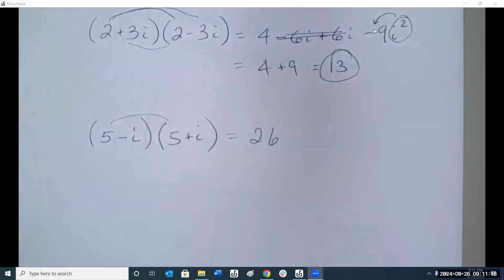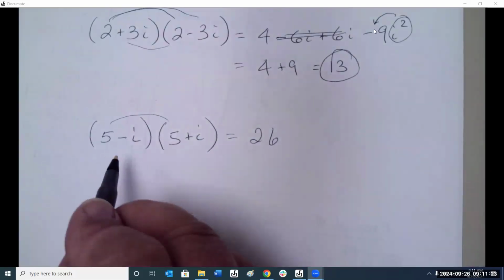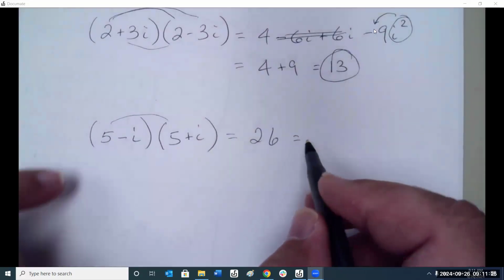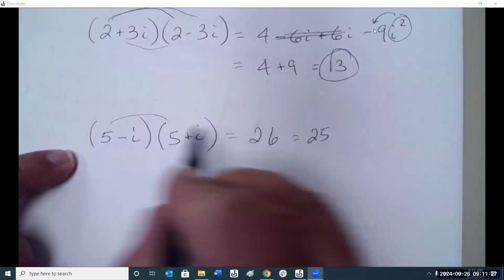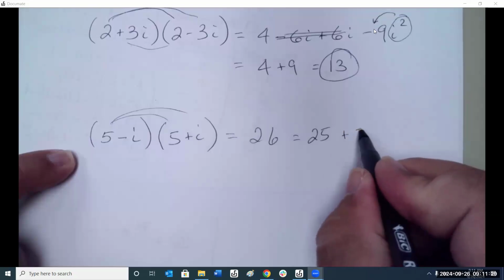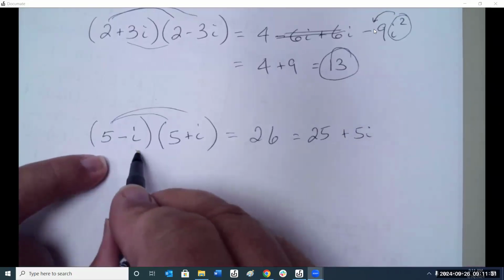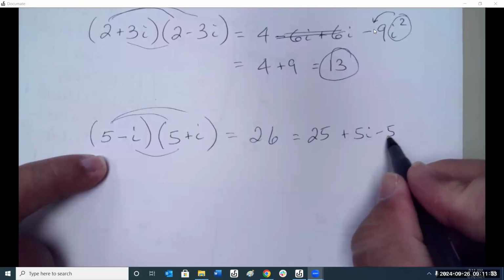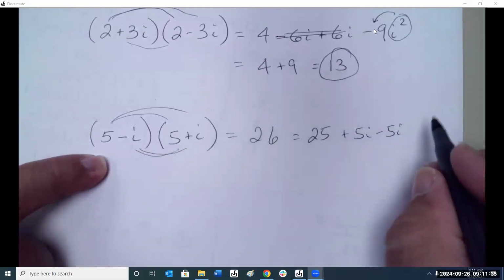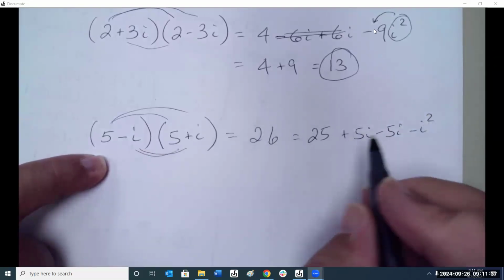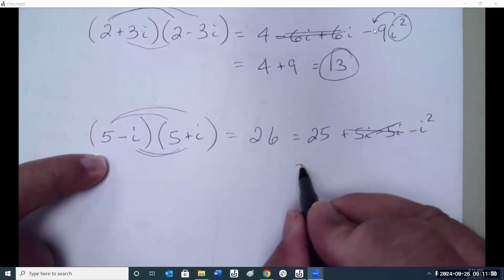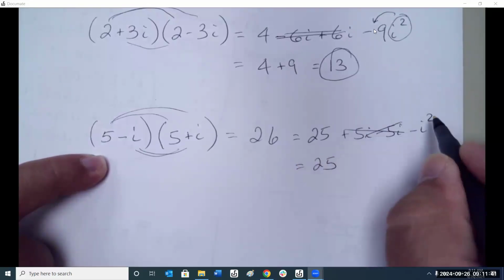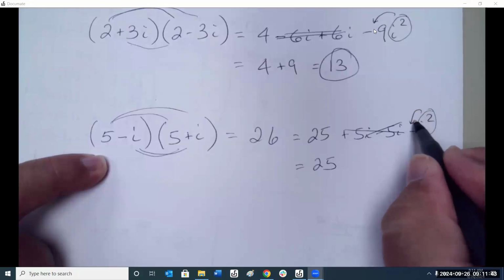How about this one? I'll give the answer right now. 5 times 5 is 25, plus 5i, negative 5i, negative i squared. The middle terms cancel. This changes the sign.